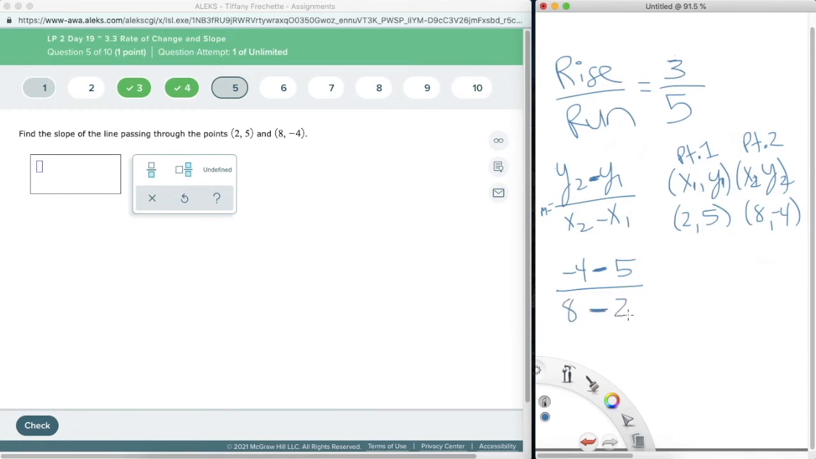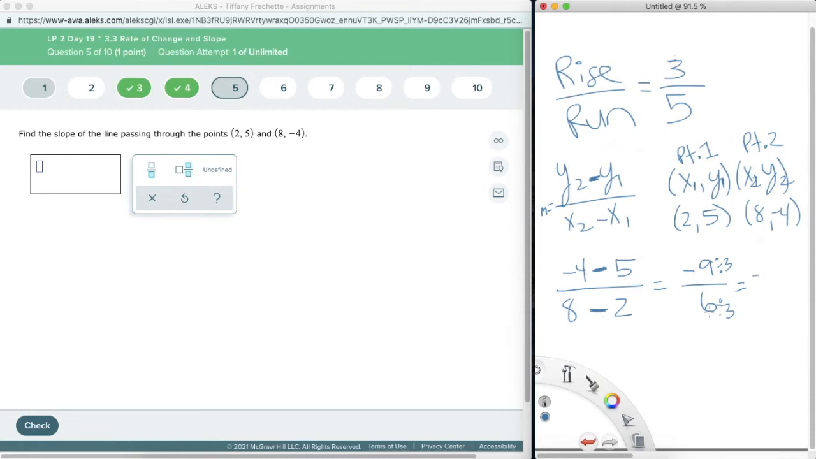So now I just need to solve these. -4 minus 5, that's -9. 8 minus 2, that's 6. So this is an example that needs to be reduced. We want to type it in -9/6 because both of these can divide by 3. So we need to reduce it first. And Alex would have warned me about that if I try to type this in.